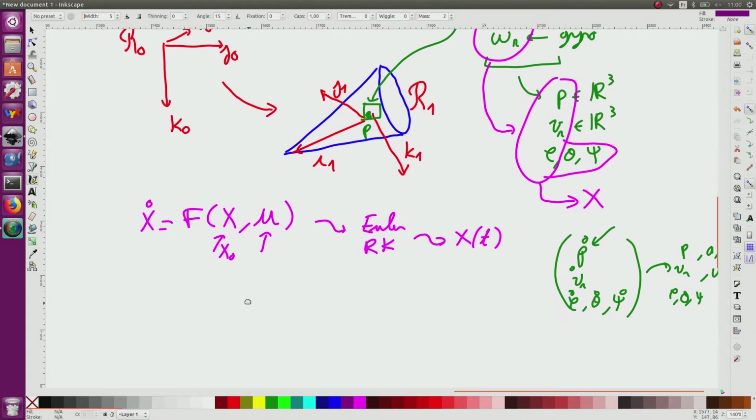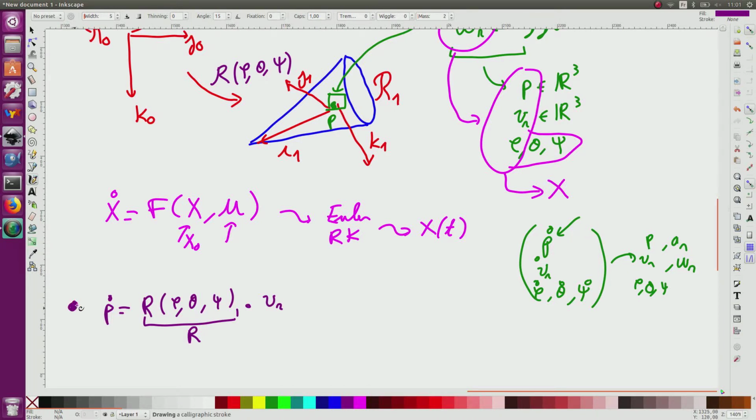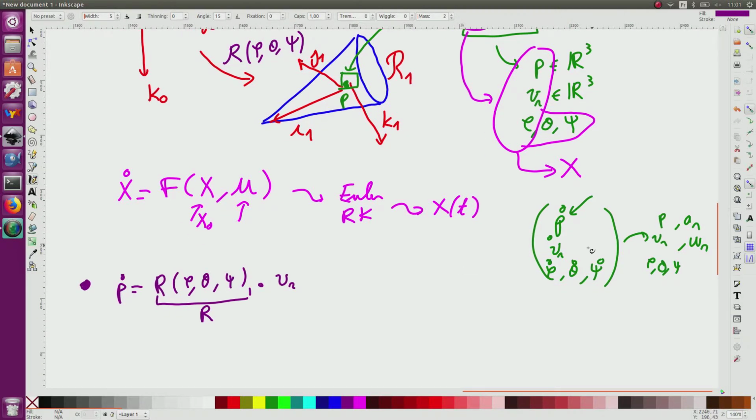I know first that P is the position of the vehicle. Since I'm able to go from one frame to another using a rotation matrix R of phi, theta, and psi, P dot is equal to R of phi, theta, and psi, which I will call R for simplicity, multiplied by VR. This corresponds to my first state equation. Now I will have to do the same with this one also.